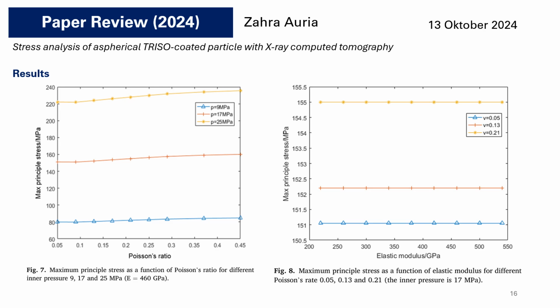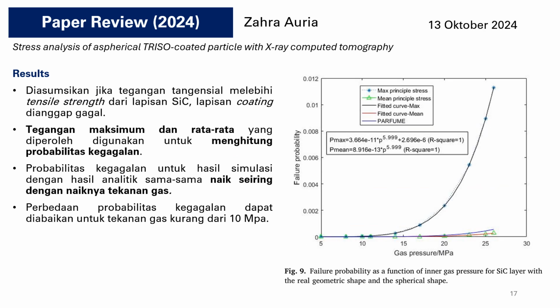Here on the left side, we have the maximum principal stress as a function of Poisson's ratio for different inner pressures, and on the right side we have the maximum principal stress as a function of elastic modulus for different Poisson's ratios. So here we have an assumption: if the tangential stress exceeds the tensile strength of the silicon carbide layer, the coating layer will be considered failed.